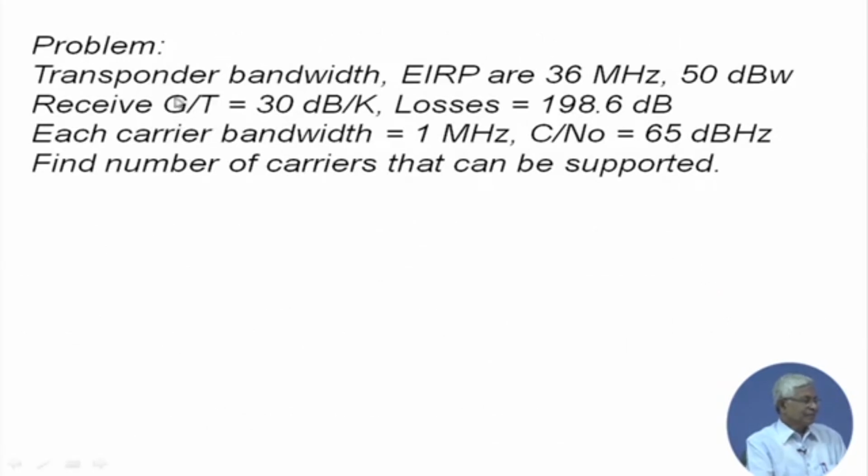Another example, let us take a transponder with bandwidth 36 megahertz and EIRP 50 dBW.